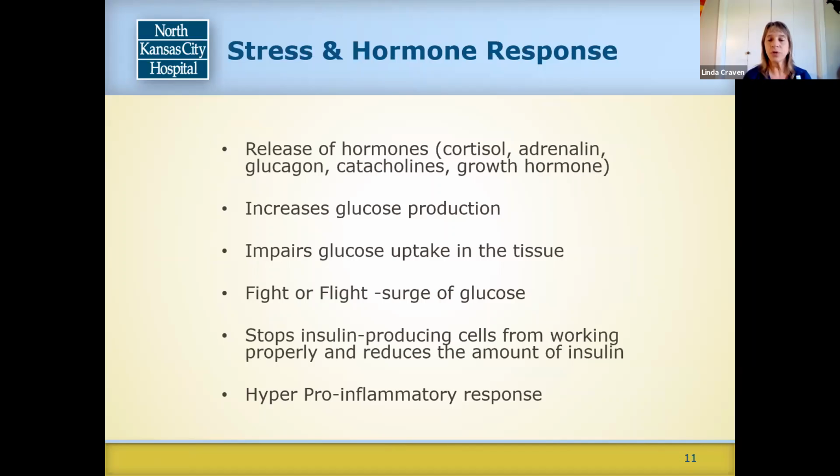So this kind of describes the hormone response that happens. And this is, of course, out of our control, right? We have stress and our body does this automatically. We don't even know that it's doing it. So first off, your body senses stress.